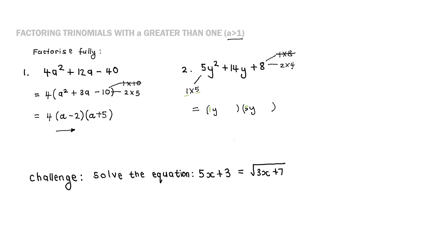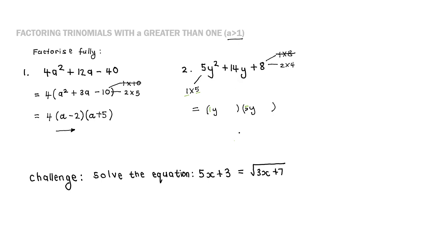Now let's check 4 and 2, we'll start again. Y times 2 is 2y, hold on to that. 5y times 4 is 20y, right. Now we have 20y and 2y, so that will give us an 18y, right. We are looking for 14y.